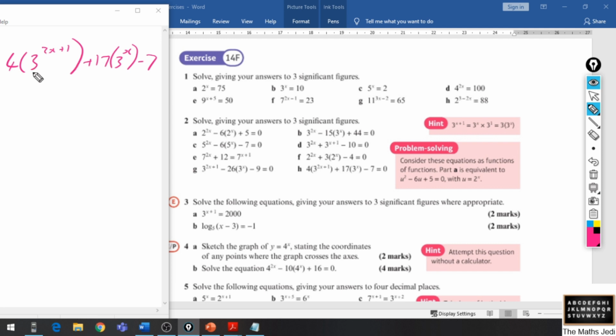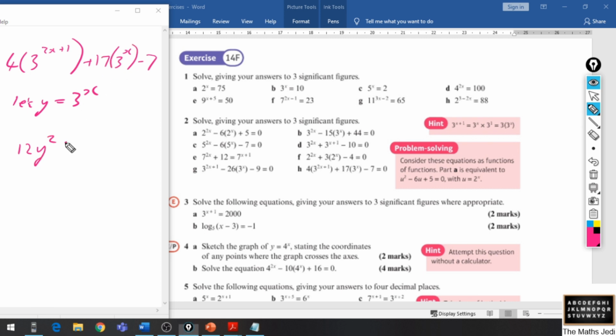So we're going to start off by letting y be 3 to the x. Now let's think about what this is. This is 3 to the power of 2x plus 1. So this is going to be 3 to the power of 2x times 3. So it's 3 lots of 3 to the power of 2x. So 3 to the power of 2x is y squared. So this is going to be 3y squared in here. And then multiply that by 4, you get 12y squared.